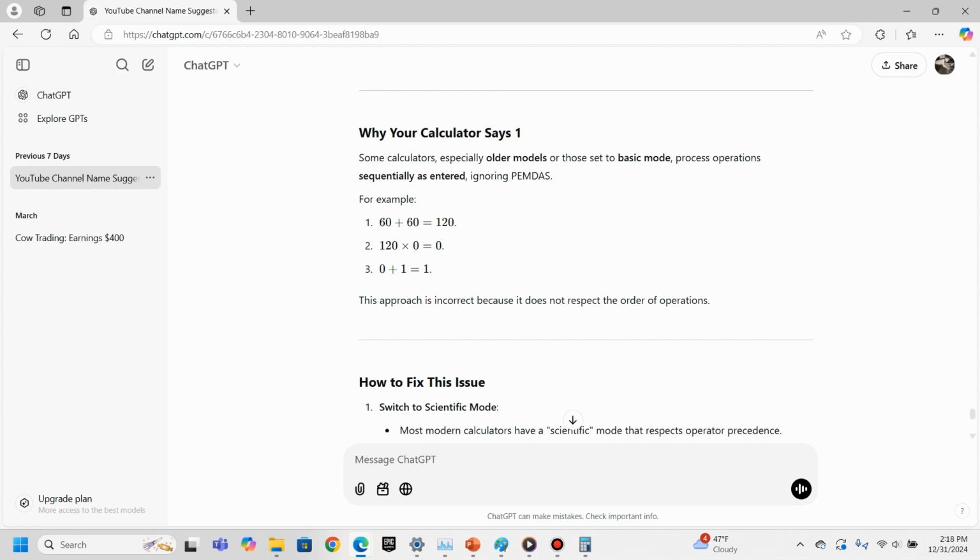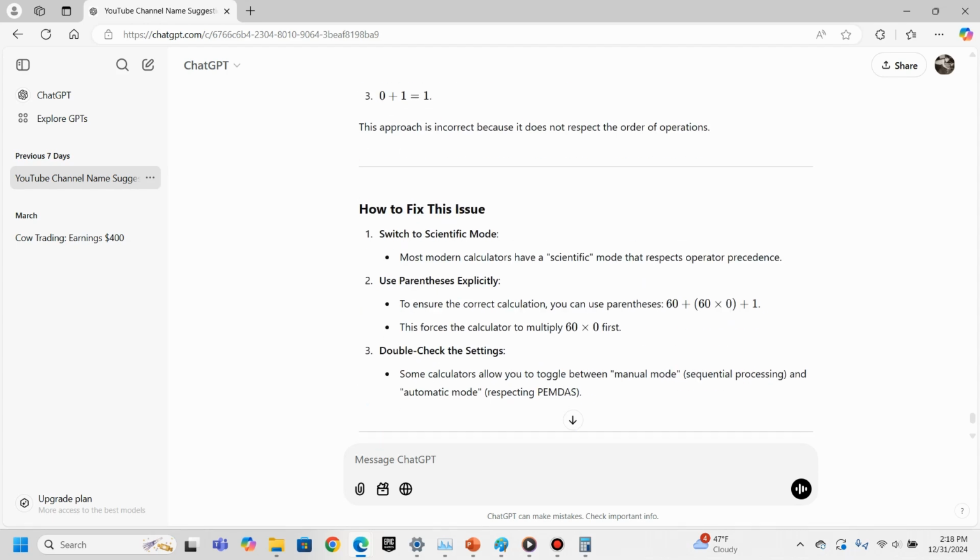But basically, what I wanted to explain to you is how this works, how you can ask questions of ChatGPT. Probably not as good as asking a really good math teacher, but definitely one way to go.